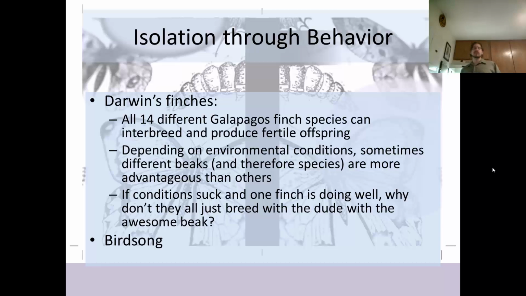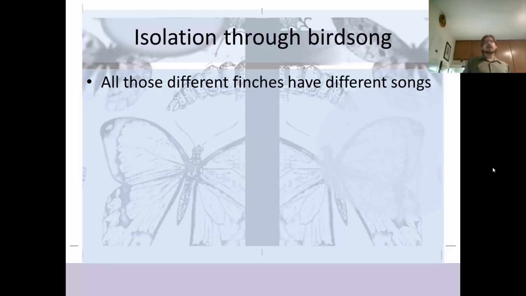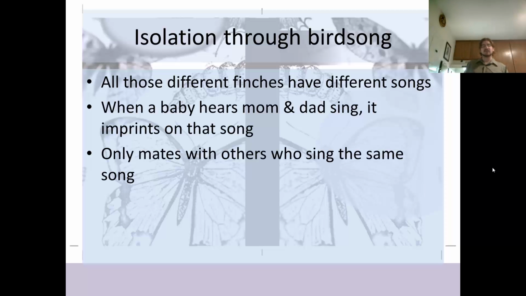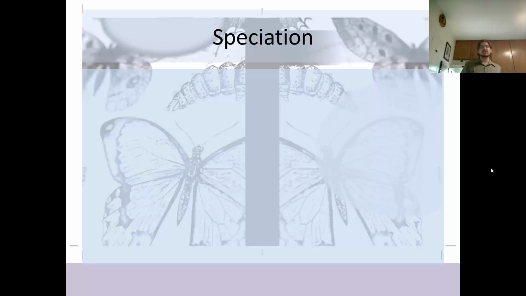The reason is birdsong. This is behavioral isolation. All those different finches have different songs. And when a baby hears mom and dad sing, it imprints on that song. And it only mates with others who sing the same song. So because those 13 other species don't sing a song similar to the finch who's doing really well, they won't mate with him, even though they could. Biologically, they're not separated.